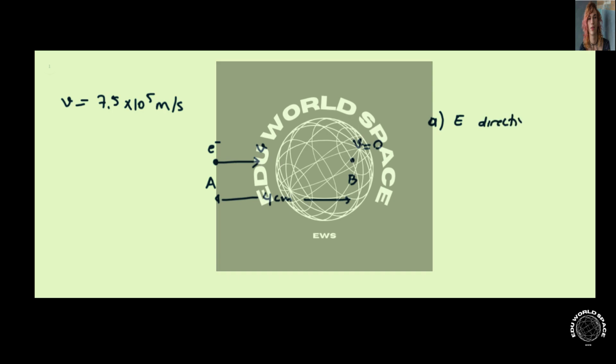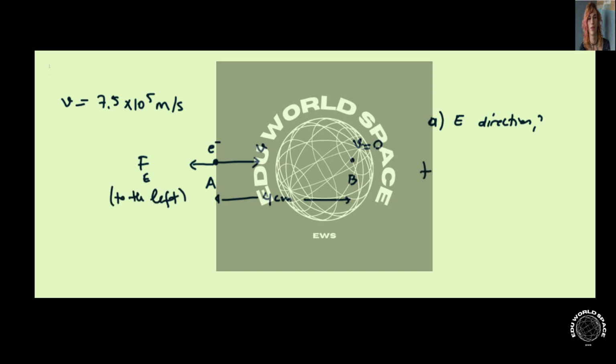The first thing to remember is that as we're going from A to B, the electron decelerates, right? Its speed drops to 0, which means there is a force acting in a direction that is opposing the direction of the speed, slowing it down after traveling 4 centimeters. So this must be the direction of the electric force then, to the left.